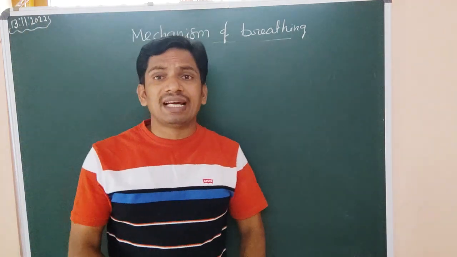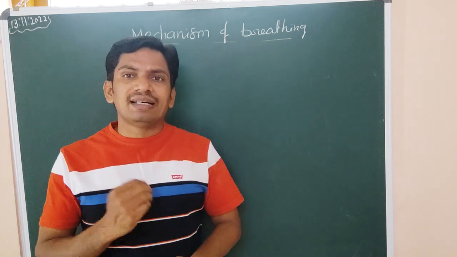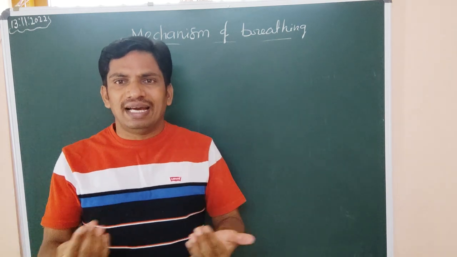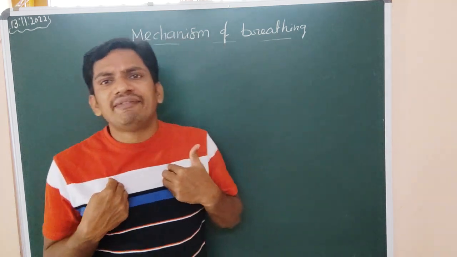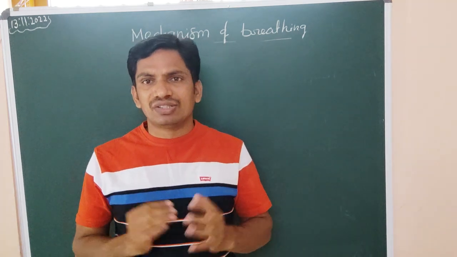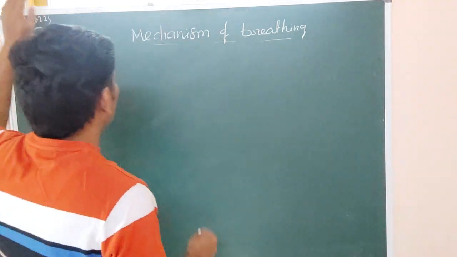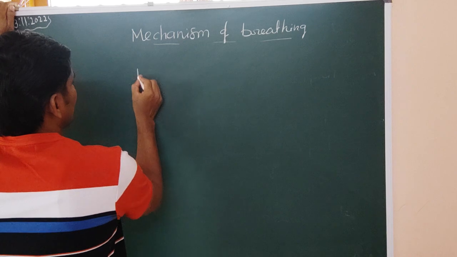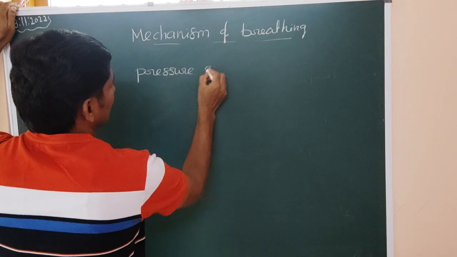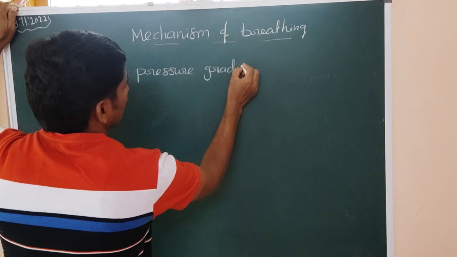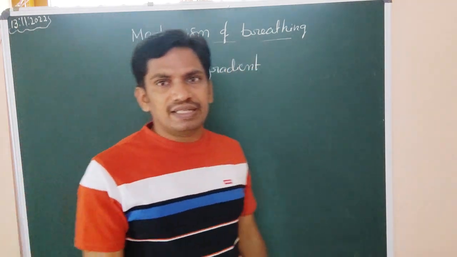What mechanism is involved, and what is required to inhale the air inside and exhale the air outside? Now here you know that our chest cavity is an airtight chamber. It means it mainly works on a pressure gradient. What is a gradient? Pressure gradient.